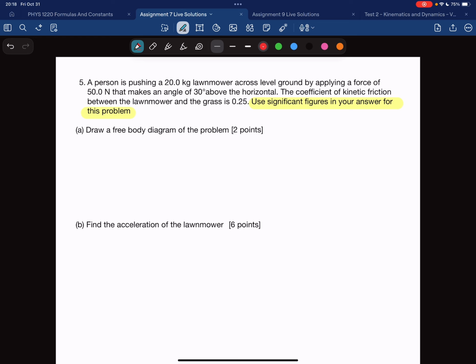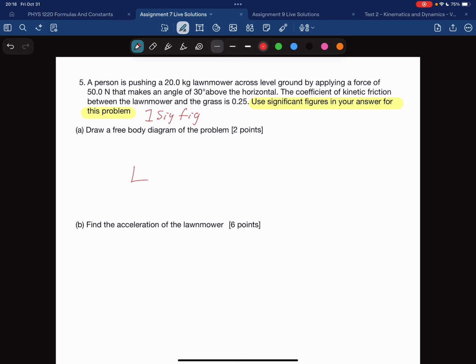Reading on further, the last number we're given is 0.25. That's 2 significant figures. So we need to round our final answer to 1 sig fig. I will keep that in the back pocket for now. Let's look at part A. Draw a free body diagram of the problem.